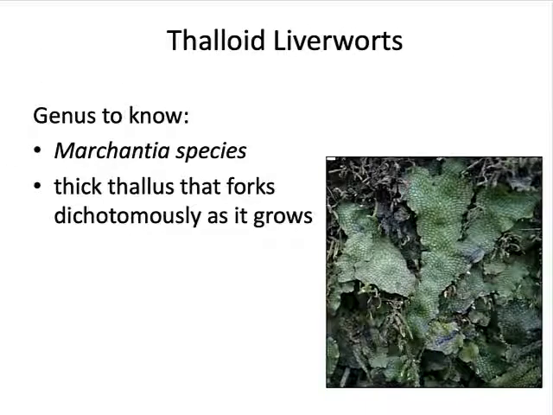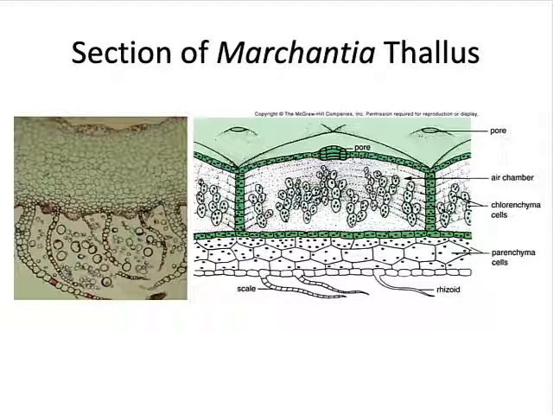The main genus to know for our class is Marchantia, and they all look basically the same. They have a thick thallus that forks dichotomously as it grows. In this figure, it shows us a cross-section through the Marchantia thallus. It shows us many of the cells that we've come to know, such as parenchyma cells and chlorenchyma cells, but notice there are none of the types of more complicated cells and tissues that we learned in the advanced plants.